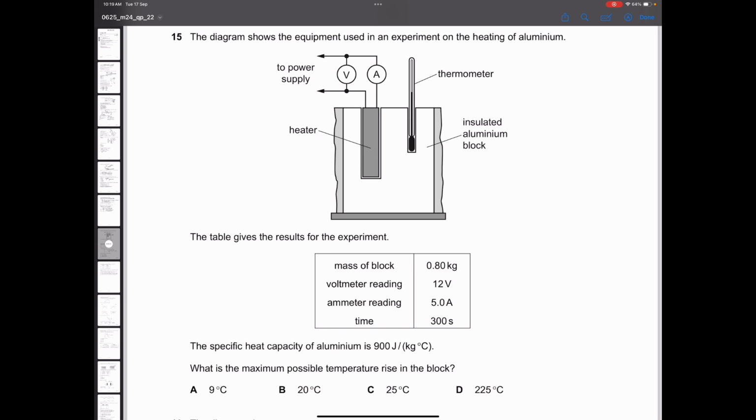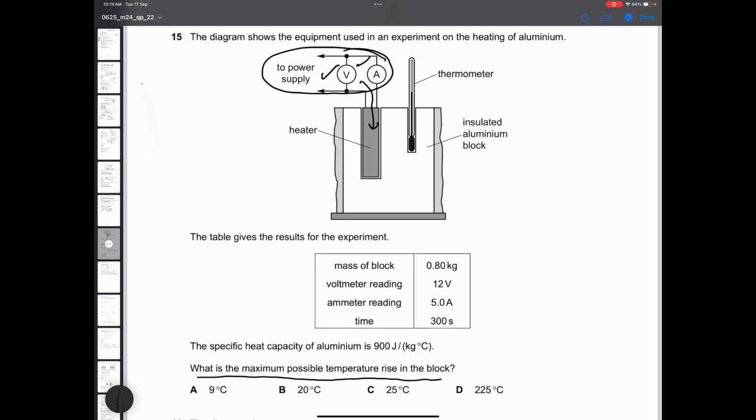The diagram shows the equipment used in an experiment on heating of aluminium. The table gives the results for the experiment. There is a power supply with a specific voltage, specific current, and time duration is also given. So ultimately, the question is suggesting that you have a power supply with voltage, current, and specific time. Due to this, the heat is being delivered and the thermometer is sensing the heat. And they're asking what is the maximum possible temperature rise in the block.